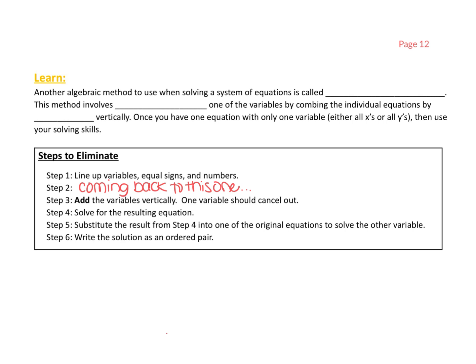Previously, we've learned how to solve systems by graphing, we've used equal values method, and we've used substitution. Another method that we're going to use today is called elimination. This method involves eliminating one of the variables by combining the individual equations by adding vertically. Once you have one equation with only one variable, either all x's or all y's, then you use your solving skills.